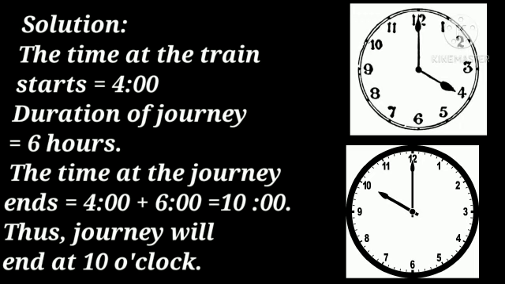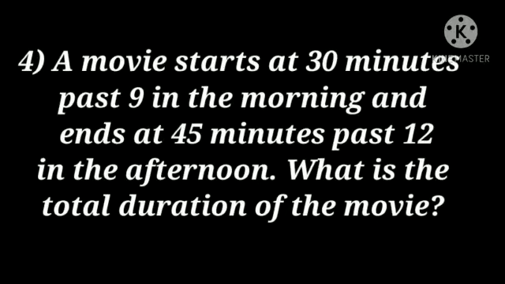So let us see first. The time at the train starts is 4 o'clock. Duration of the journey is 6 hours. So the time at the journey ends will be from 4 o'clock we will add 6 hours in it, that is 4 plus 6 is 10. Thus journey will end at 10 o'clock.